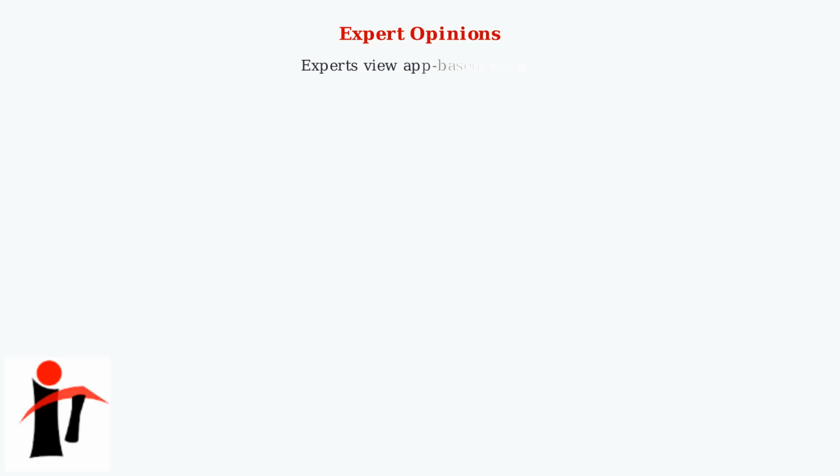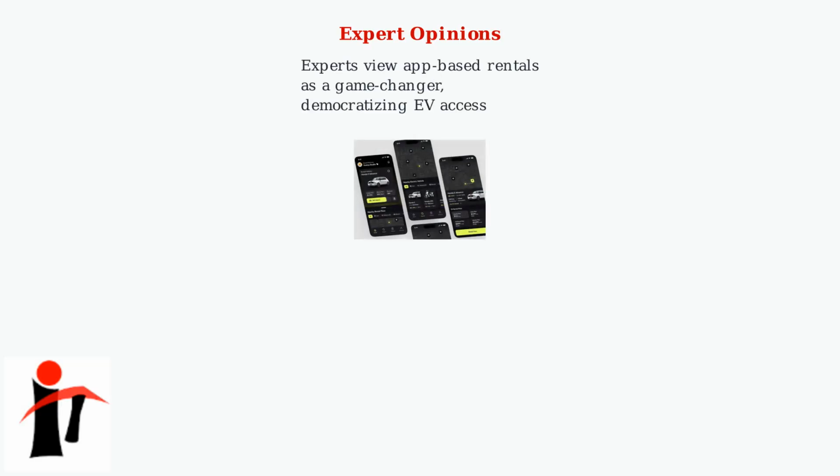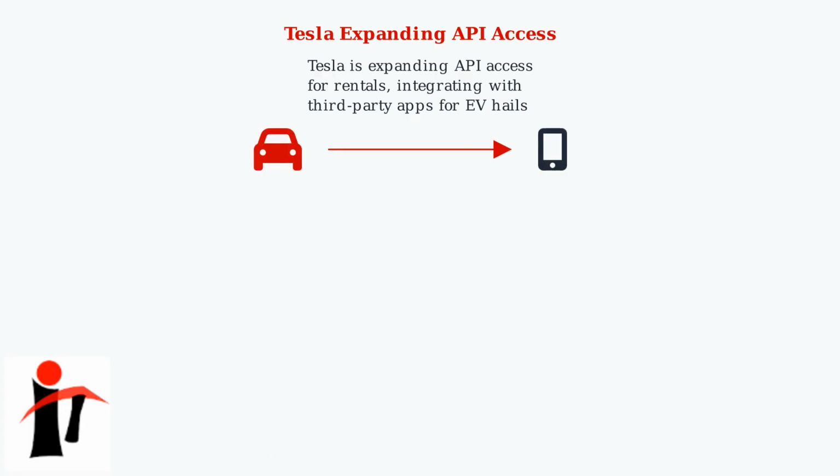Experts in the electric vehicle industry view app-based rentals as a game changer for democratizing access to electric vehicles. This approach makes EVs more accessible to a wider audience by removing barriers like high upfront costs. Tesla is actively expanding its API access for rentals, allowing seamless integration with third-party applications. This enables EV hails through services like ride-sharing apps, making rental vehicles part of a broader mobility ecosystem.